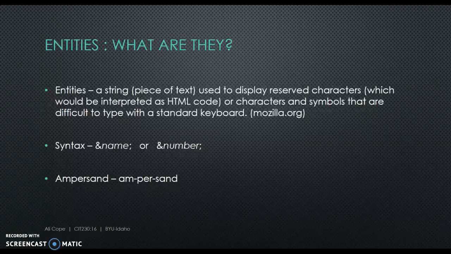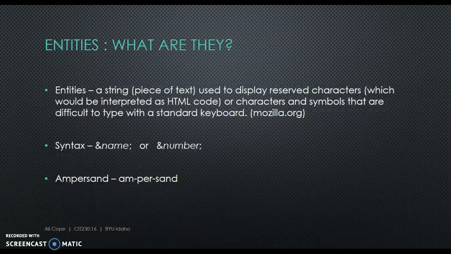Entities are a string or a piece of text used to display reserved characters, which would be interpreted by HTML as code, or characters and symbols that are difficult to type with a standard keyboard. The correct syntax for representing an entity is the ampersand symbol, the name of the entity, and a semicolon, or the ampersand symbol, number, and a semicolon.